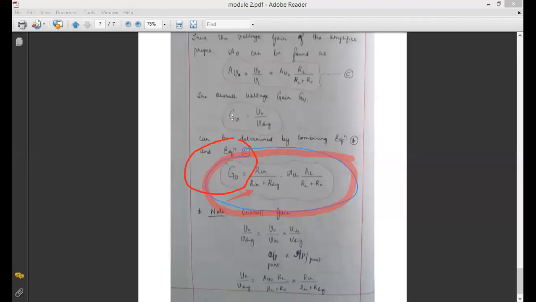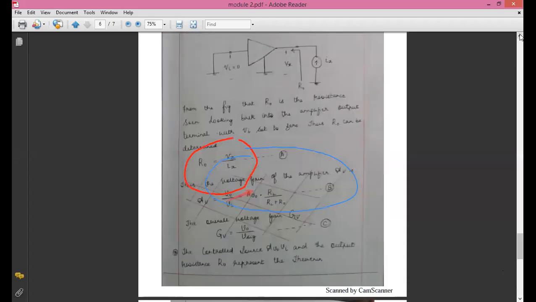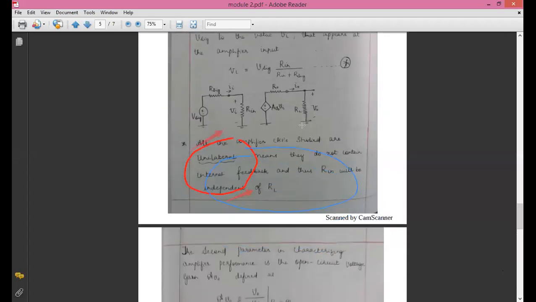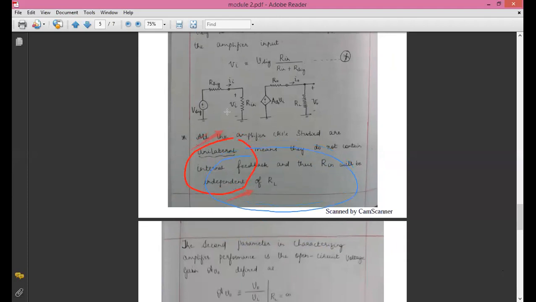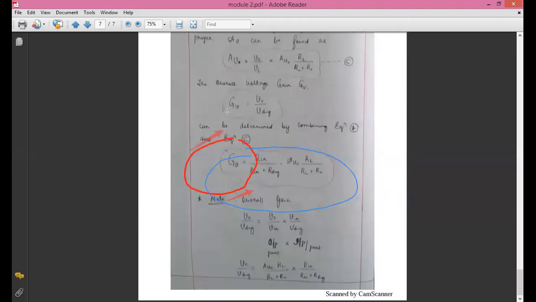Okay, GV is nothing but your overall gain. Overall gain is given by V naught by V signal. So how to find the overall gain? It is nothing but V naught by V signal, which is known as the overall gain, or we call it GV. According to the formula here, overall gain is given by output port gain into input port gain.